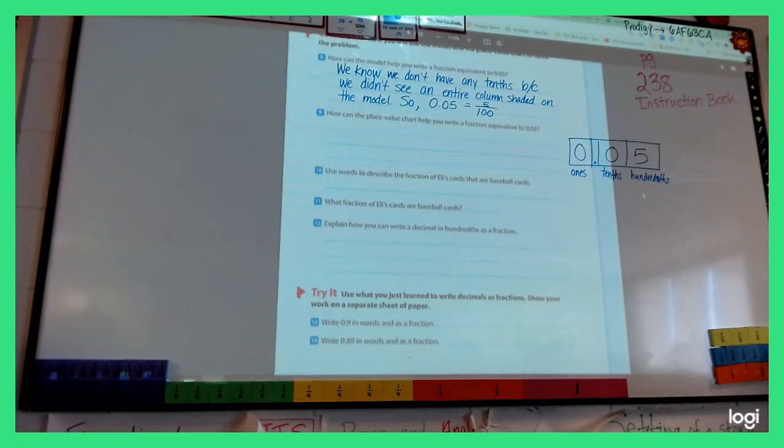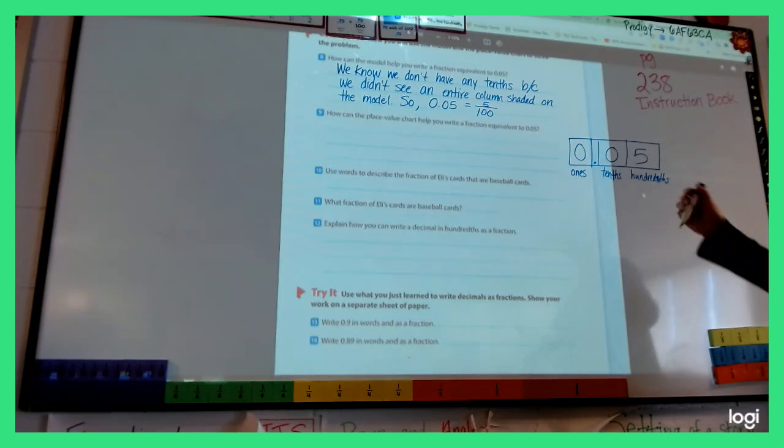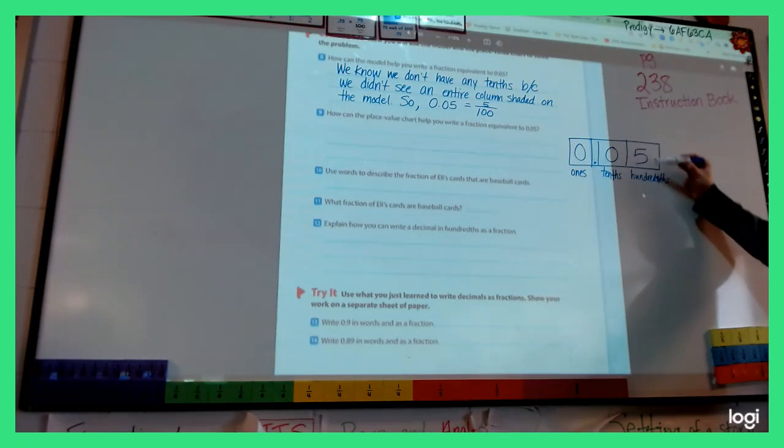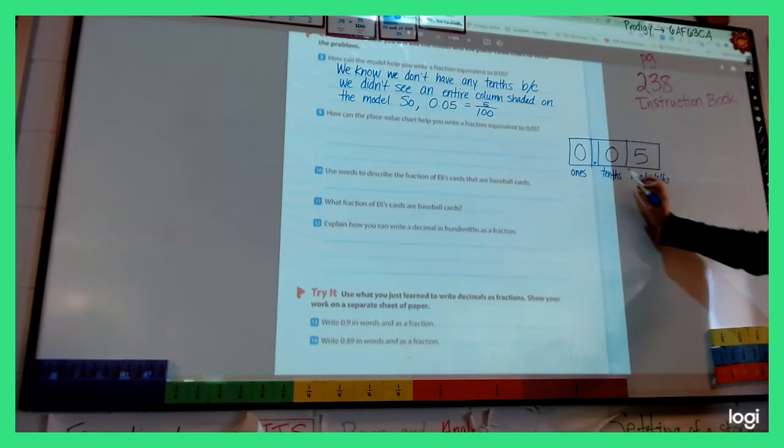I'll let everyone think a minute. How did that help us? Josiah? It says 5 hundredths, basically, if you read it. Yeah, when we look, the 5 is on the hundredths column, right? There's nothing in the tenths.